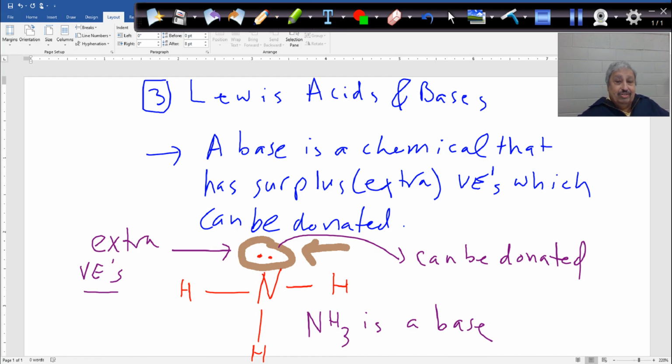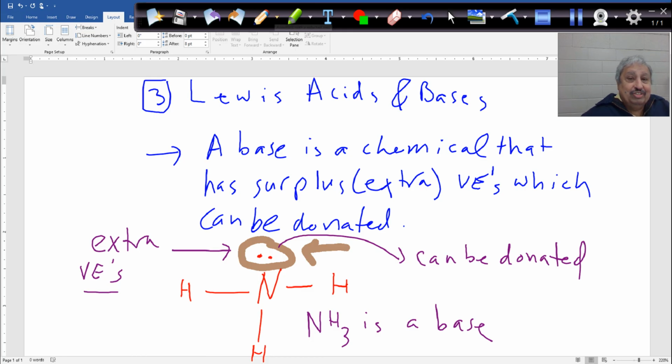Now the acid, on the other hand, is just the opposite of whatever we have. They are VEs deficient. They are valence electrons deficient. They don't have that many valence electrons available, correct? That's extra here. That's extra here.